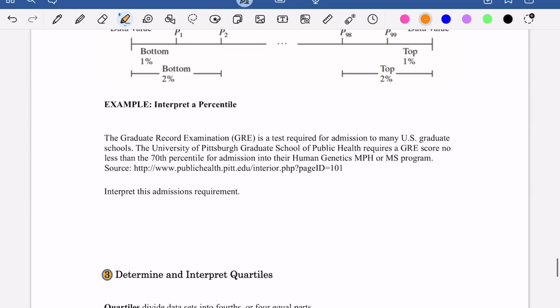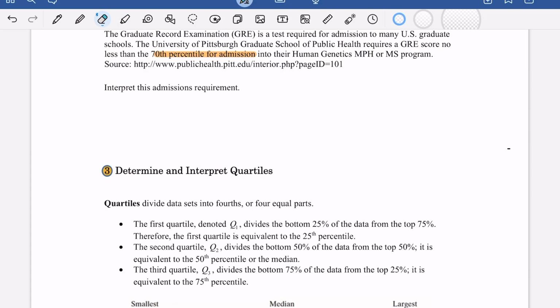So when I tell you to interpret a percentile, the Graduate Record Examination, GRE, is a test for admission in many U.S. graduate schools. The University of Pittsburgh Graduate School of Public Health requires a GRE score no less than the 70th percentile for admission into their Human Genetics MPH or MS program. Cited as a source, interpret the admissions requirement. All right, so when we go to interpret this admissions requirement, it's important to note that it requires a GRE score no less than the 70th percentile for admission.